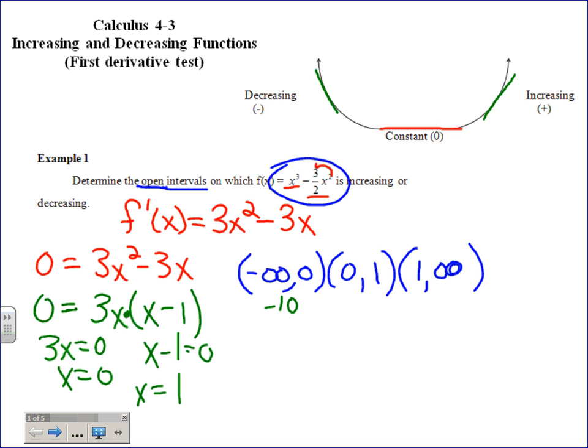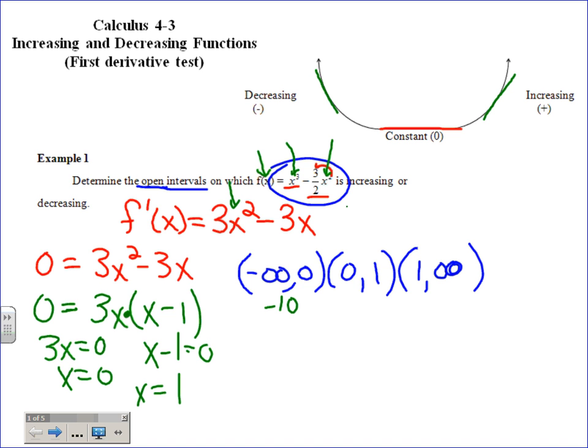So if I want to try negative 10 and find a slope, where should I substitute that in? Should I substitute that into the original? If I substitute negative 10 into the original, what will be the result? What will it tell me? It will tell me y. Is that what I want? No. I want slope. I want increasing or decreasing. So where am I going to substitute negative 10?